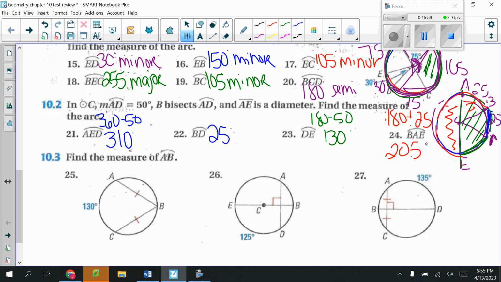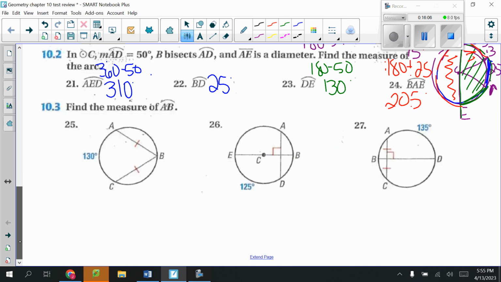All right, so next we're going to move on to section 10.3, where we were finding the measure of arcs. So number 25, I see that I have chord AB is marked congruent with chord BC. So that tells me that these two arcs are congruent. I know the entire circle is 360. So we're going to do 360 minus 130. That gets us 230 degrees. So these two together are 230. But since they are congruent, I cut them in half, and I find out that each one is 150.